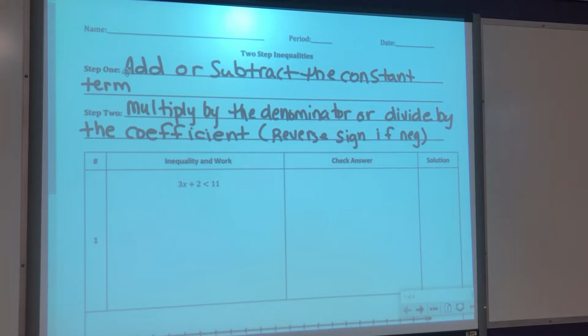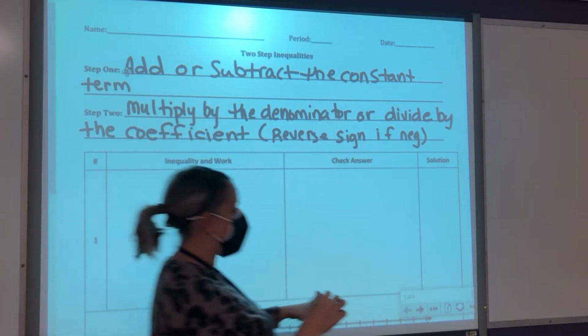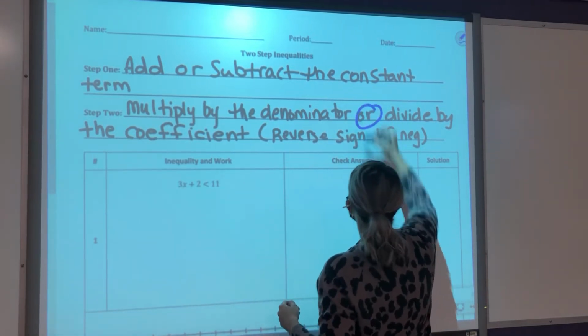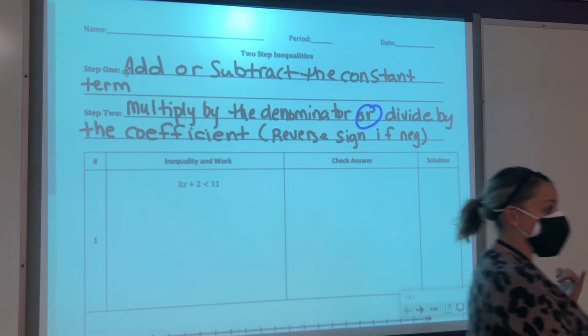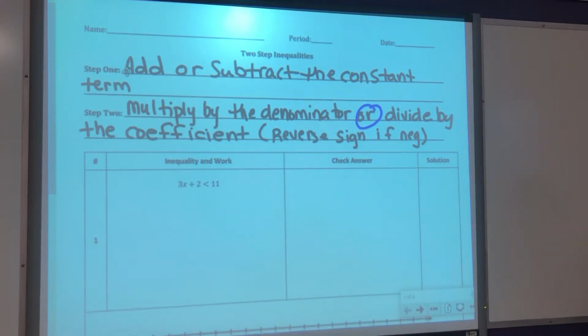So those are our two steps. Add or subtract the constant term, multiply by the denominator, or divide by the coefficient. This "or" is a big deal, because we need to know where our denominator is, and we need to know what a coefficient is, so we know what to divide or what to multiply. That's why those math vocabulary terms are so important.